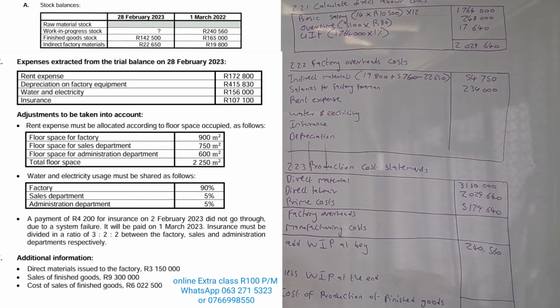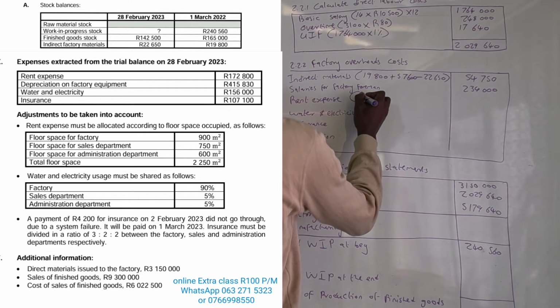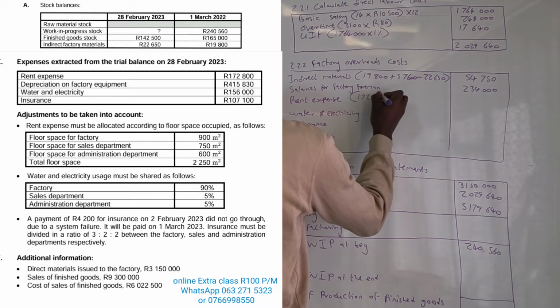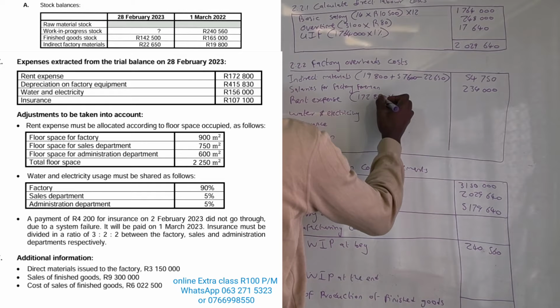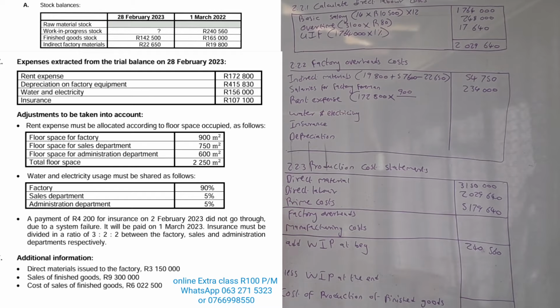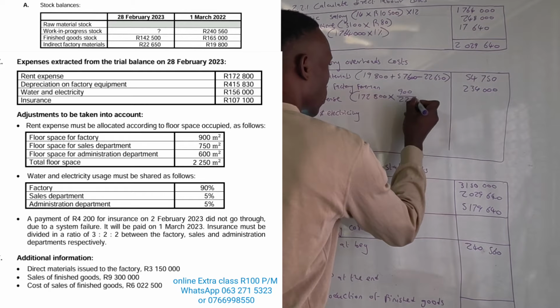Rent expense must be allocated according to the floor space occupied as follows. Floor space for factory is 900 meters square, which means that it's going to be, where is it? 172,800. What we want is for factory, and factory they said is 900 meters square, and we divide by the total. Factory, sales department, and admin. The total is 2250.